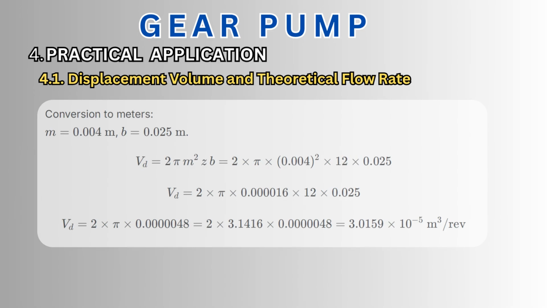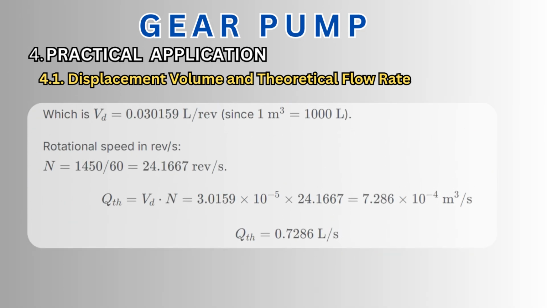Well, now we must convert units of module and width to meters. Then we use the formula of displacement, and as you notice after calculation, we find almost 3 by 10 power minus 5 cubic meter per revolution. Let's move on to calculating the theoretical flow rate. We apply its specific formula, of course, and we simply find approximately 0.73 liters per second.